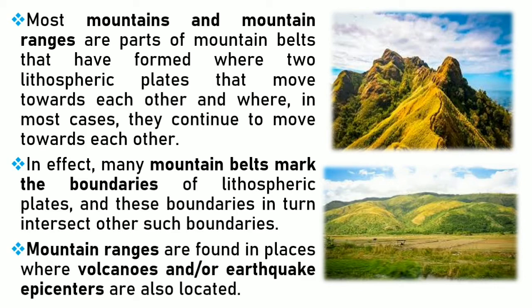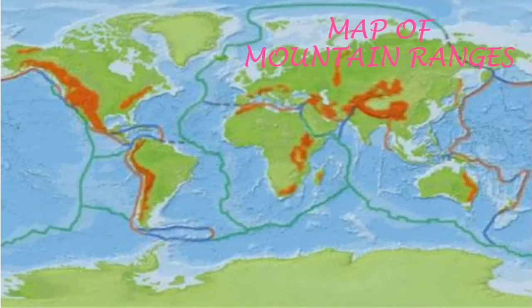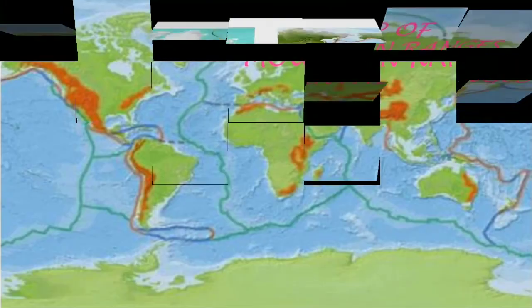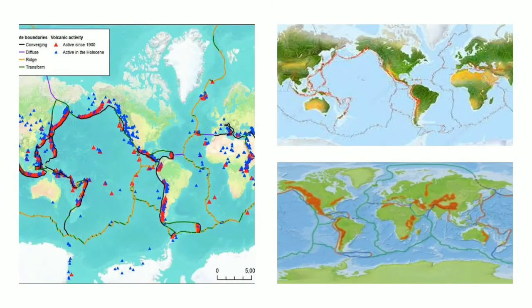Mountain ranges are found in places where volcanoes and or earthquake epicenters are also located. This is the map of the mountain ranges, and as you observe, it is also where the Pacific Ring of Fire belongs. So to sum it up, here are the three maps which show where volcanoes, earthquake epicenters, and mountain ranges can be found. What have you observed?